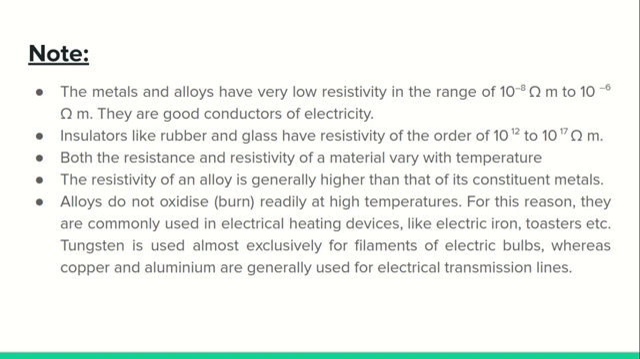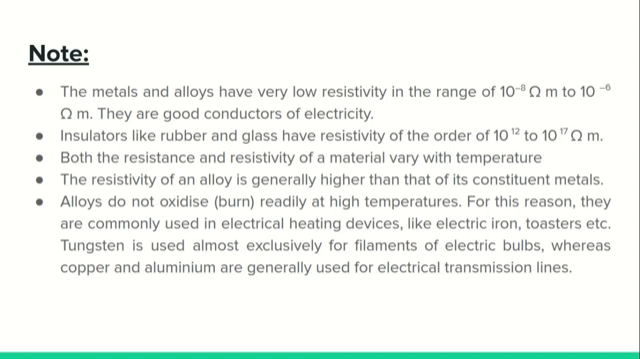As I told you, we were discussing this at constant temperature. Now if the temperature changes, the resistance and resistivity of the material also change. That means the resistance and resistivity of the material vary with temperature. The resistivity of an alloy is generally higher than that of its constituent metals. Alloys do not oxidize or burn readily at high temperature. For this reason, they are commonly used in electrical heating devices like electric iron, toasters, etc.